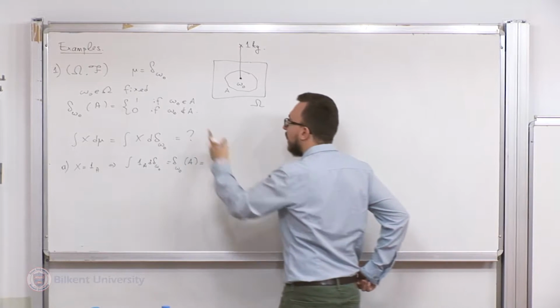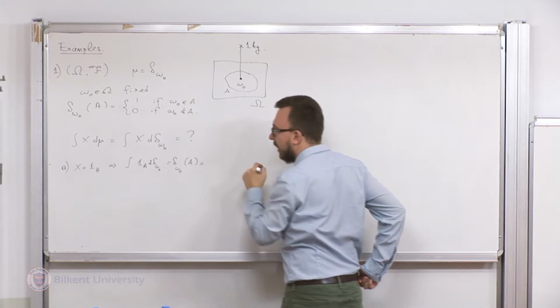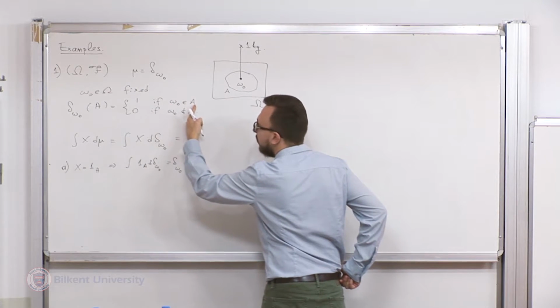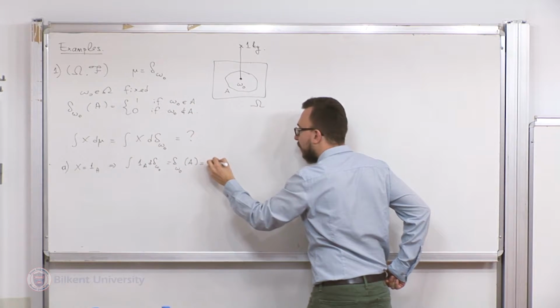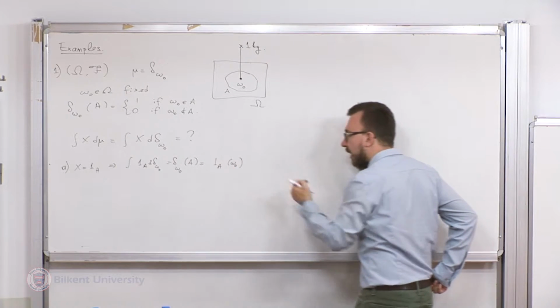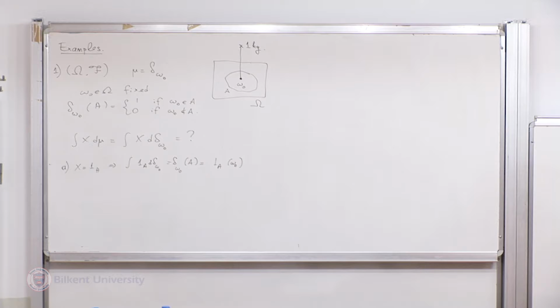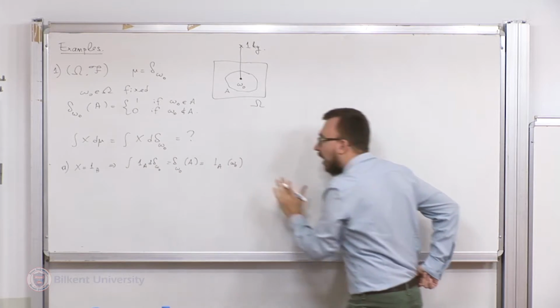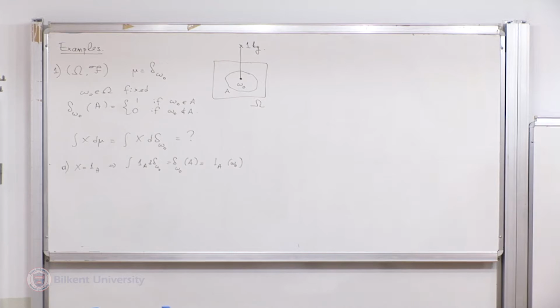Okay, what does that mean? Omega 0 is in A. What can you say about the value of x? Omega 0 is in A. Can you say anything about the value of this indicator function at omega 0? Well, yes, it is 1. Otherwise, it is 0. So these two expressions are precisely the same thing.